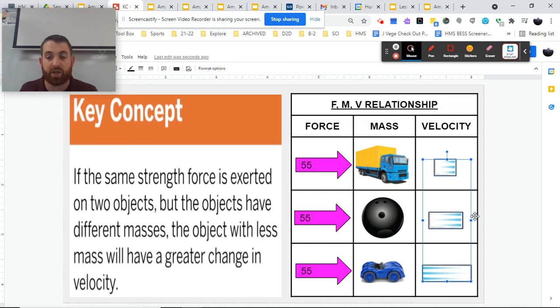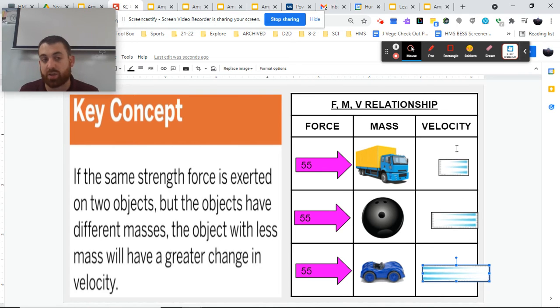The velocity change would increase because we increase the amount of force, but we would still have less of a velocity change with the truck, less of a velocity change with the bowling ball than with the toy car. So we would see a bigger velocity change with this smaller mass object than with the other two. So just because we change the force doesn't necessarily mean we change the effect on the velocity. Yes, the velocity change would get bigger for all three, but we would still see that proportional change.